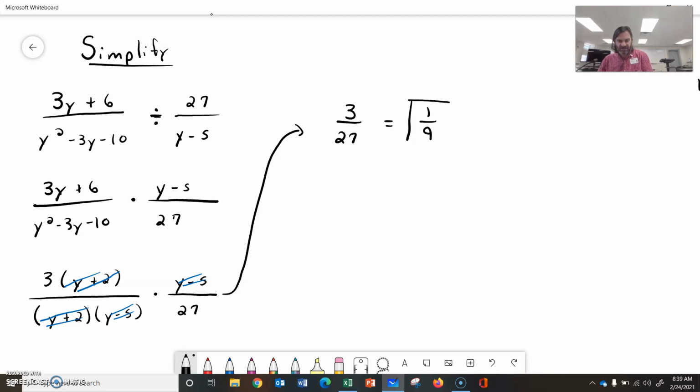So our scary looking rational expression that had y in several places and some numbers in there reduced down to just a little fraction, 1/9. There we go.